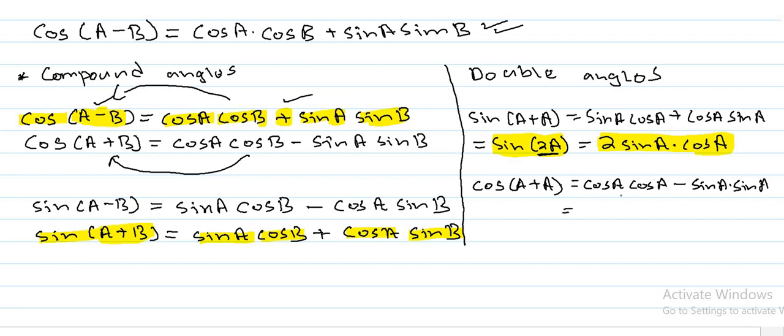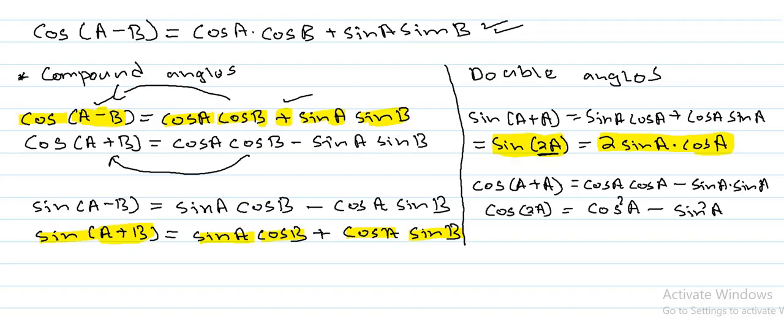What is cos A times cos A? It is cos squared A. Sine A multiplied by sine A is the same as sine squared A. And cos(A + A) is the same as cos 2A. So the double angle of cos, which is cos 2A, can be expressed as cos squared A minus sine squared A. That's the first step.